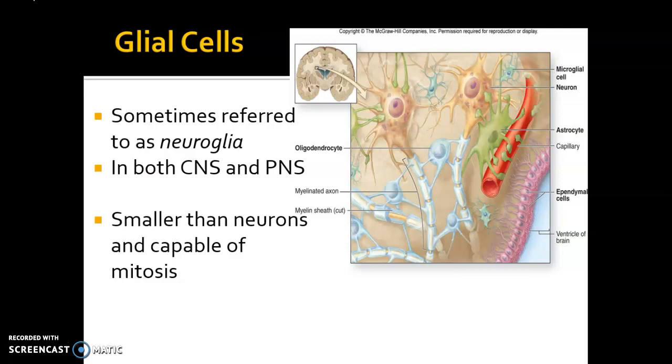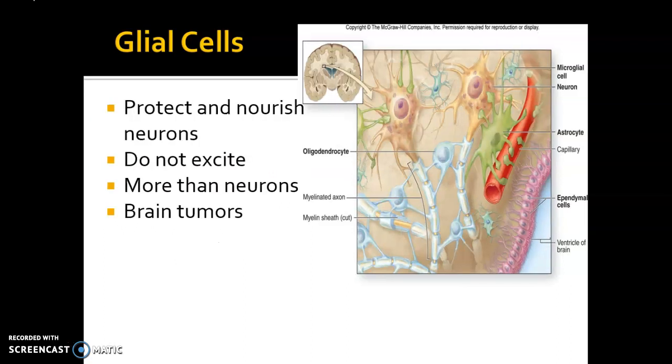So let's say you are a healthcare professional working in a hospital and you have a patient with a brain tumor. What type of cells will you find in the tumor? Will it be neurons or glial cells? Think. If you say it's going to be glial cells, you are correct, because glial cells are capable of mitosis and giving rise to the tumor. Neurons cannot divide mitotically, so neurons cannot give rise to a brain tumor.